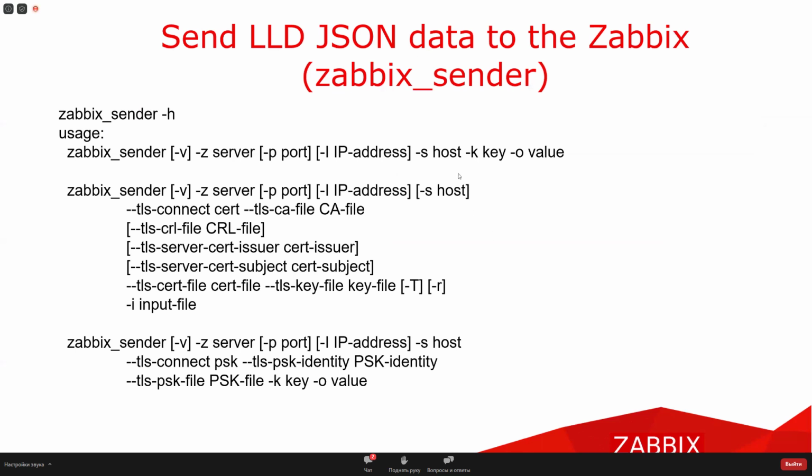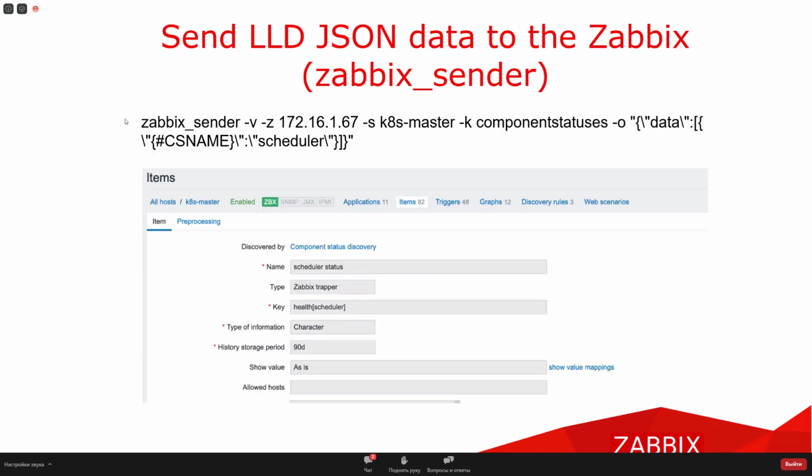This is the syntax of Zabbix sender. We will have some examples. So we're sending the data via Zabbix sender, specifying our Zabbix server, specifying our host, which is Kubernetes master, our discovery key, component statuses, and then our discovery data in JSON. As you can see over here, it's formatted in JSON and we're passing it via Zabbix sender. A script can do that. Perl, Bash, Python, doesn't really matter. Go.